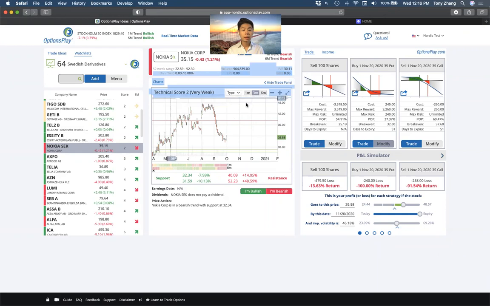Simon is saying, where can you access the previous parts of OptionsPlay? Only get the trading window. Simon, what do you mean by you only get the trading window? You mean you don't have all three panels?